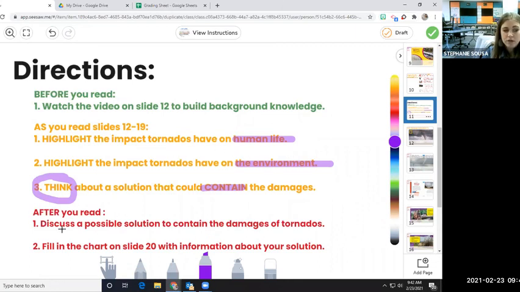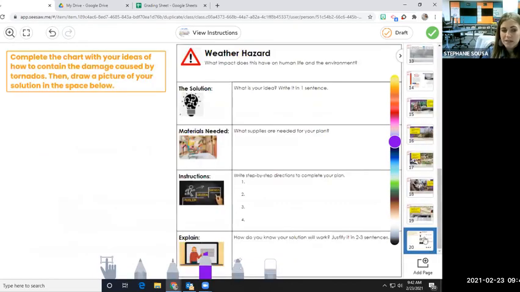After you read, you're going to come up with a possible solution to contain the damages of tornadoes by filling in the chart on slide 20. The chart on slide 20 is exactly the same, only this time it's about tornadoes, not wildfires. You will answer all 5 questions. 1, 2, 3, 4, and 5. Okay.